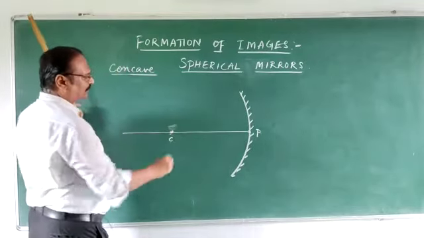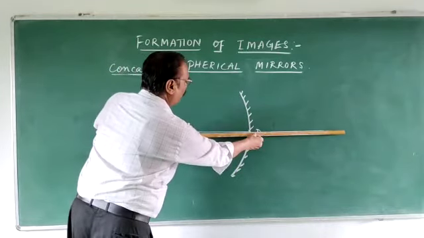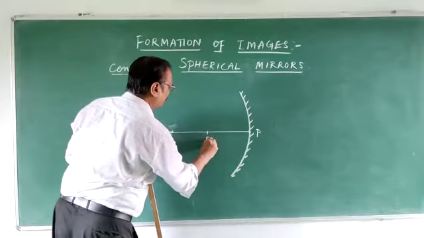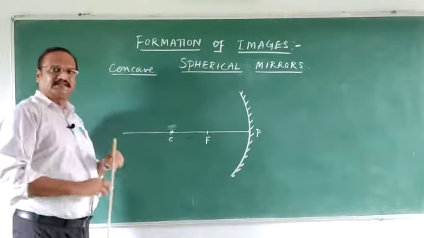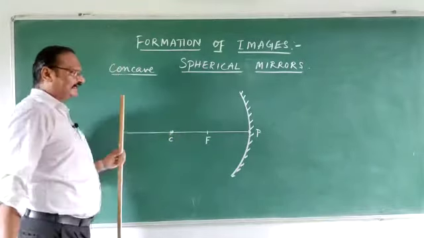Center of curvature. If I have taken this to be equal to 44 centimeter, half of this will be the focus. Keep that in mind. Half of that will be the focus. Now I wanted to find the image.